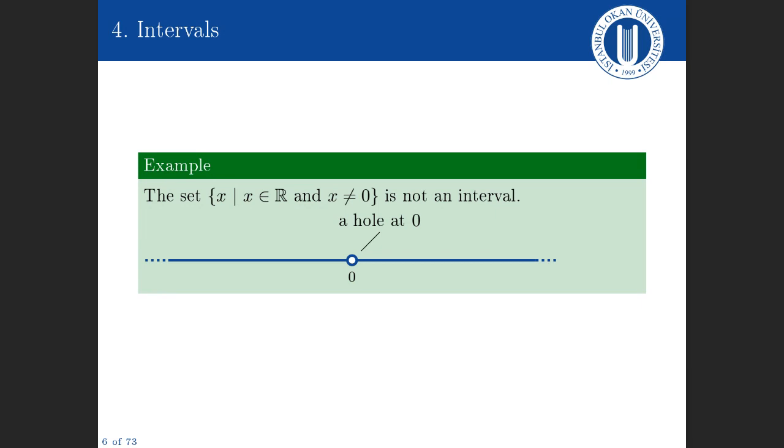This set is not an interval. X such that x is in the real numbers and x is not equal to 0. Why is it not an interval? It's not an interval because it has a hole in it. There's a hole at 0.